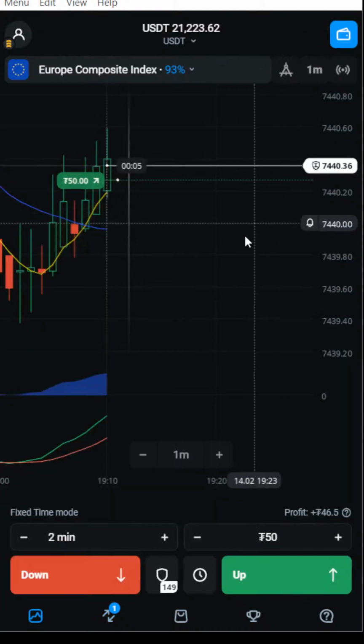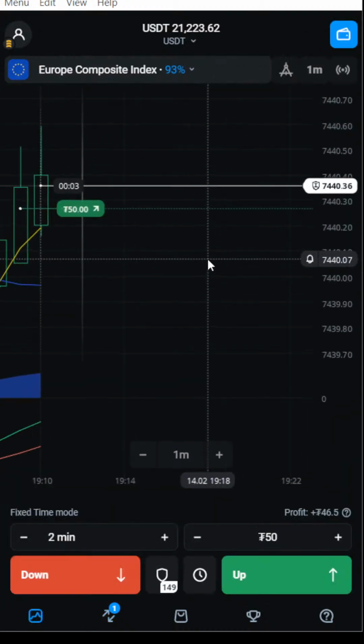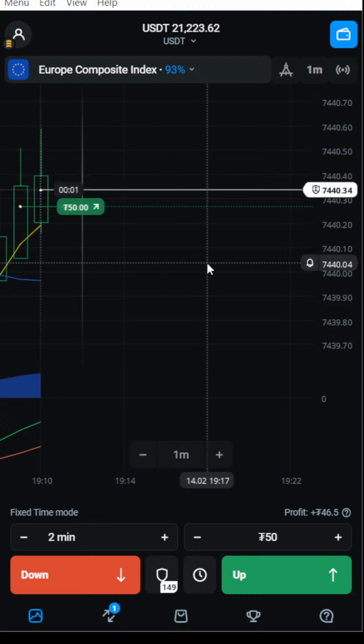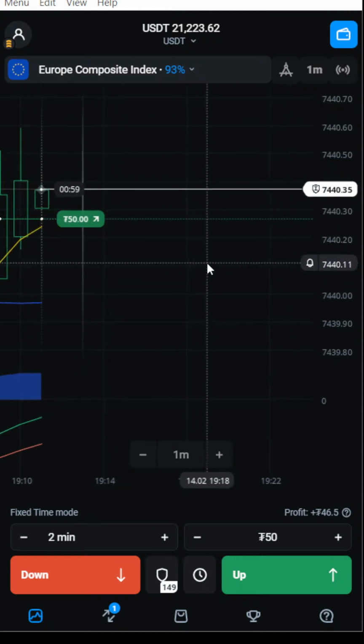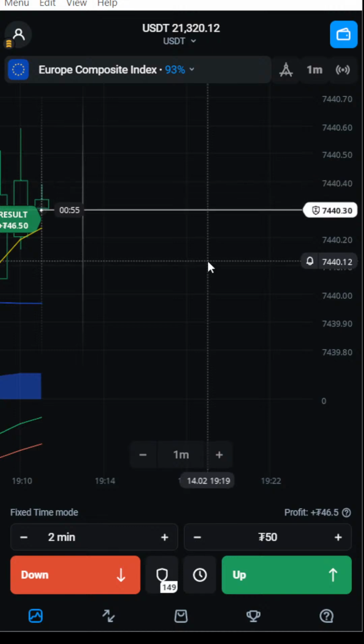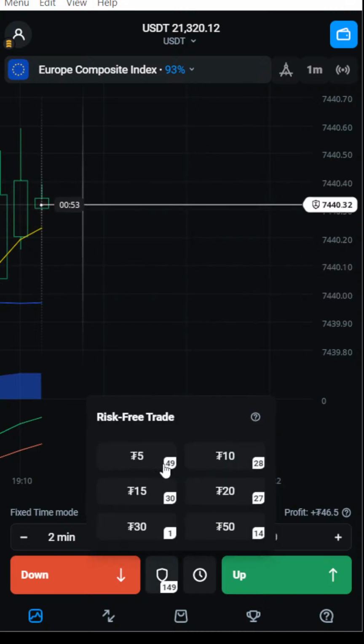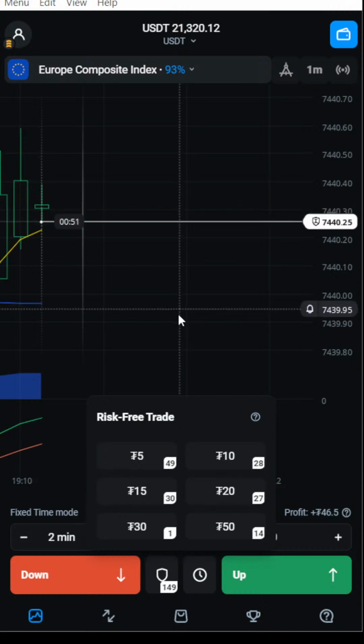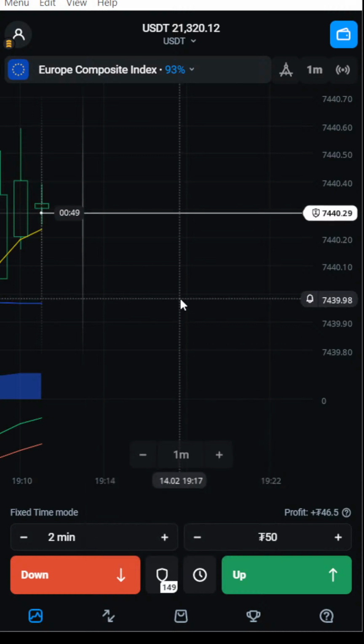What happened? The timing. This is the time which I'm using right now for trading. In India, it's around 7. So the American market is near to open. The market has become dicey. Okay, so profitability comes. That's why I'm always using this time whenever I'm opening a trade. So I'm always using risk-free trades.